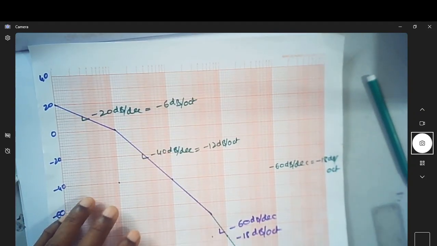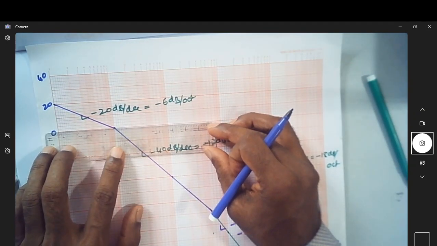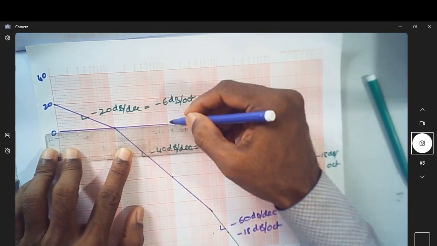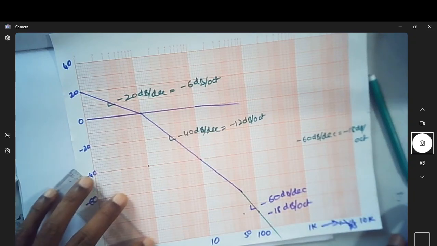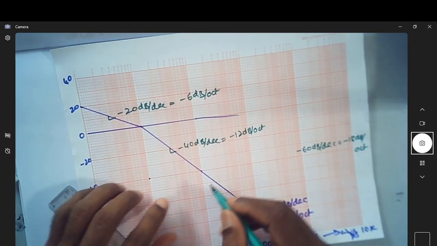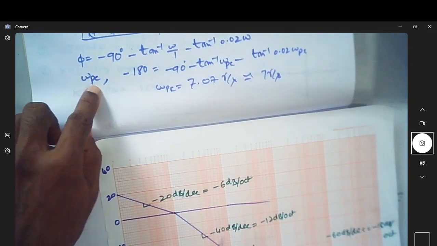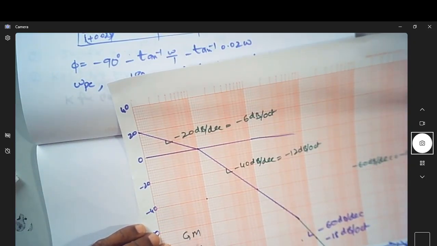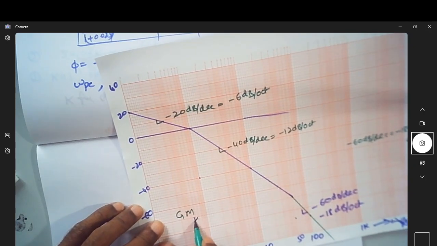So let me write a 0 dB line. So this is the 0 dB line here. So what is omega PC? Omega PC is 7 radian per second. So that's what omega PC is. We are now supposed to find the gain margin of the system. What is gain margin with k equal to 1?